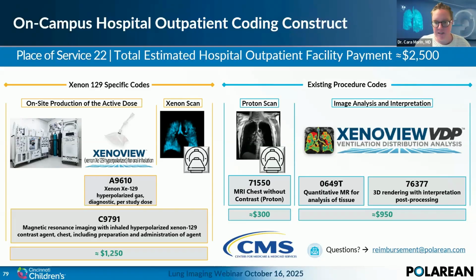And the monetary values that you see here are estimated values from CMS. They are not what we're getting across the board on all private and public insurers in Cincinnati. But these are the 5 codes. I think, Alexis, there's one more slide.